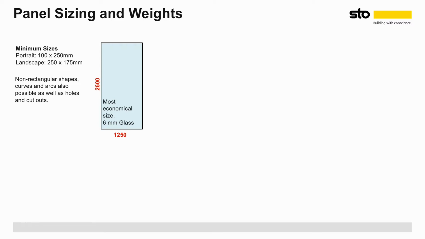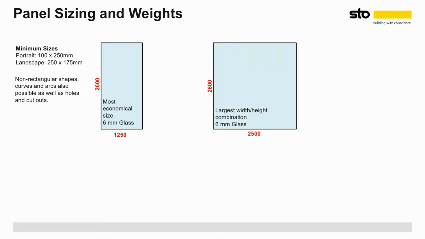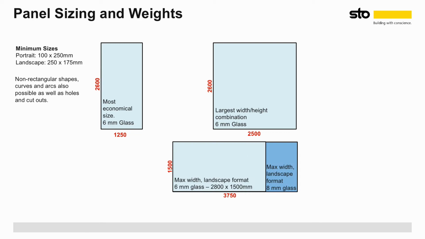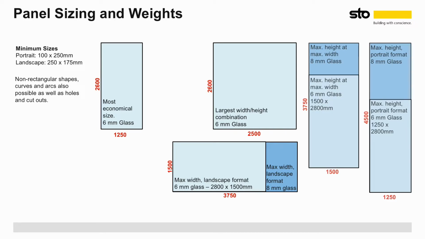Glass panel sizes start at a base of 2.6 by 1.25 meters, and this is the most economical size. The largest panel size in terms of area is 2.6 by 2.5 meters. For horizontal format, the largest format is 1.5 by 3.75 meters. 8 mm glass is used for lengths over 2.8 meters. For vertical formats, the largest size is 3.75 by 1.5 meters, which can increase to 4.5 by 1.25 meters.